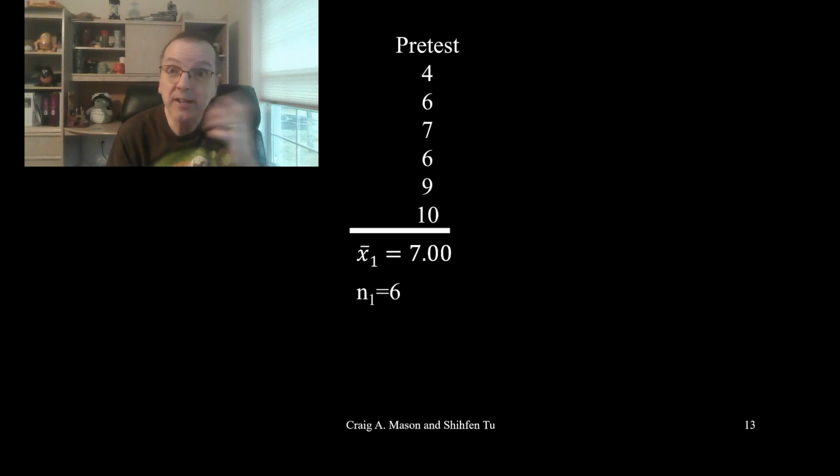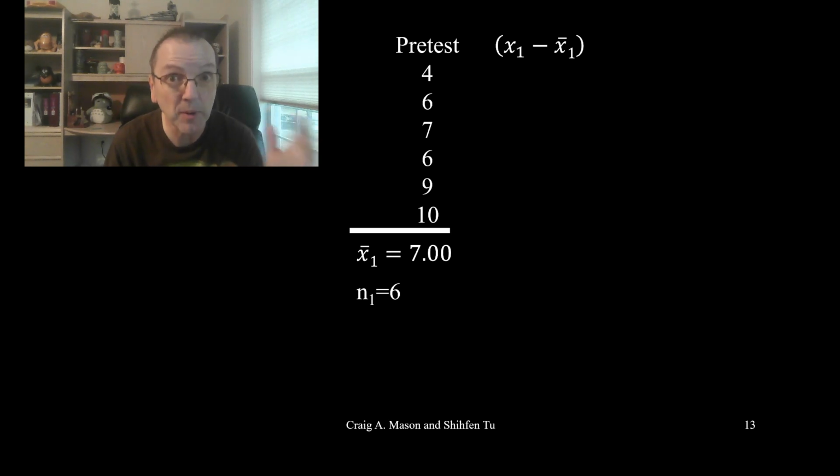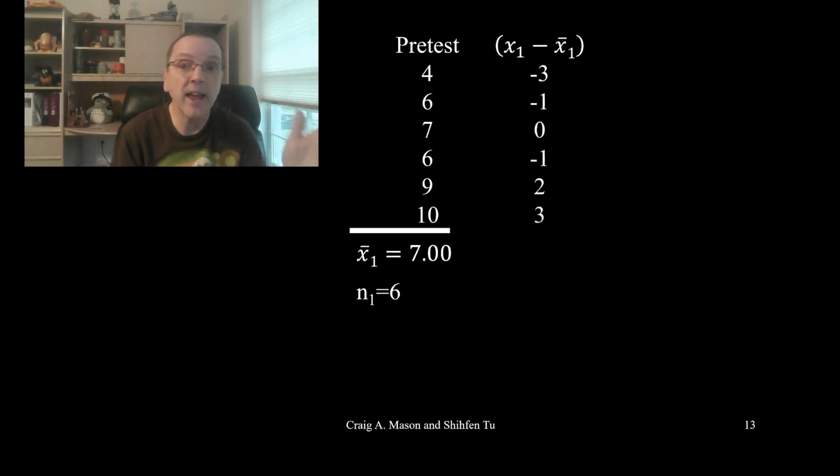So going back to our pretest scores, we subtract the mean from each person's score to calculate the deviations from the mean. That first score is 4, the mean is 7, so that's 4 minus 7, or negative 3. We then do that for each of the other 5 scores to get negative 1, 0, negative 1, positive 2, and positive 3. Those are our deviation scores.